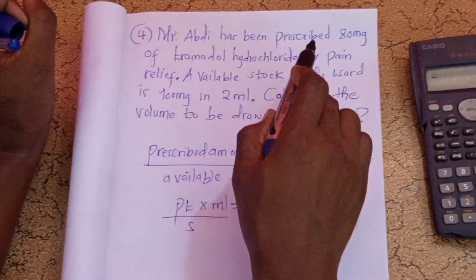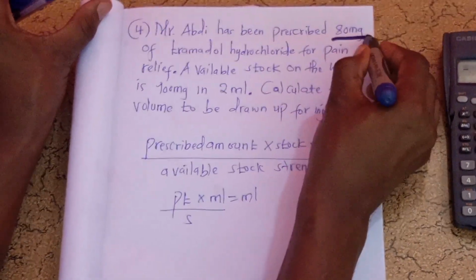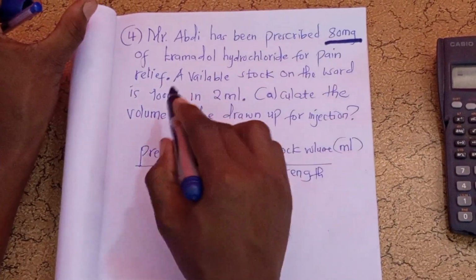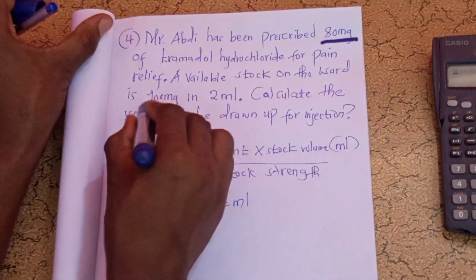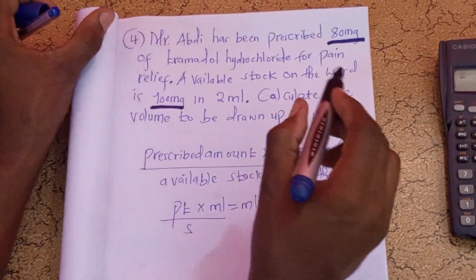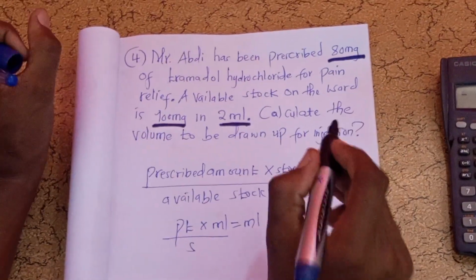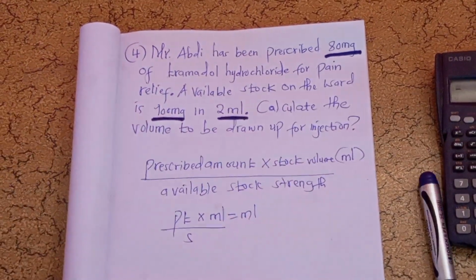Abdi has been prescribed 80 mg of tramadol. So our prescribed amount is 80 mg of tramadol hydrochloride for pain relief. The available stock is 100 mg in a stock volume of 2 ml. The question is asking us to calculate the volume to be drawn up for injection. Okay, let us calculate now.